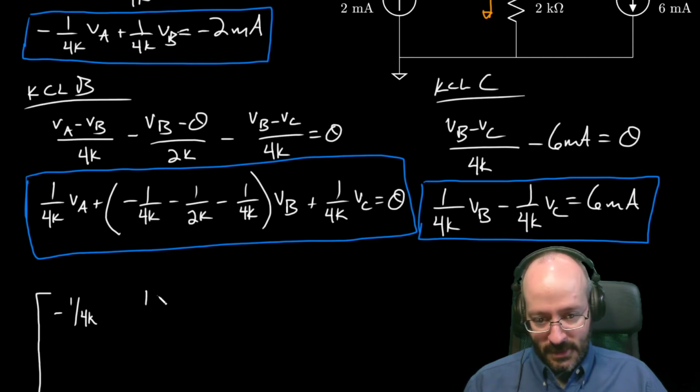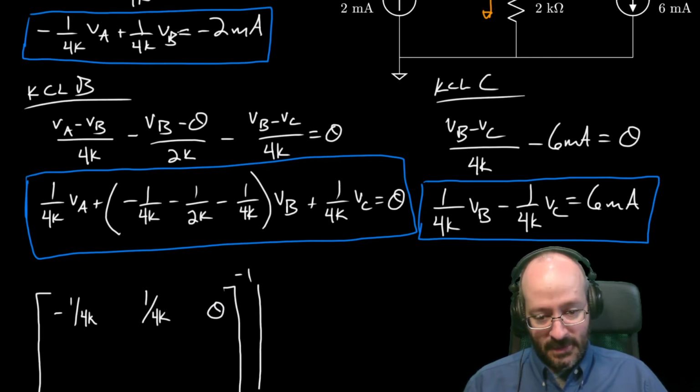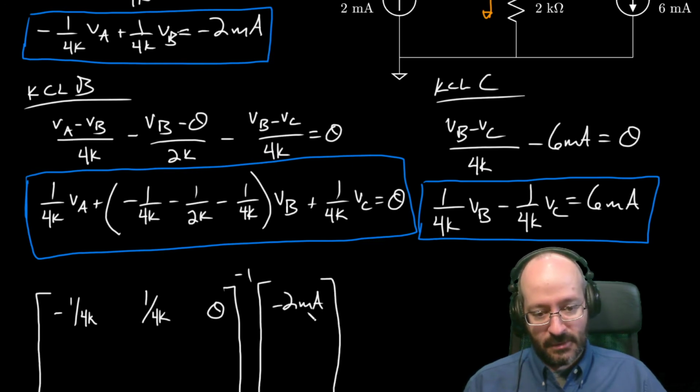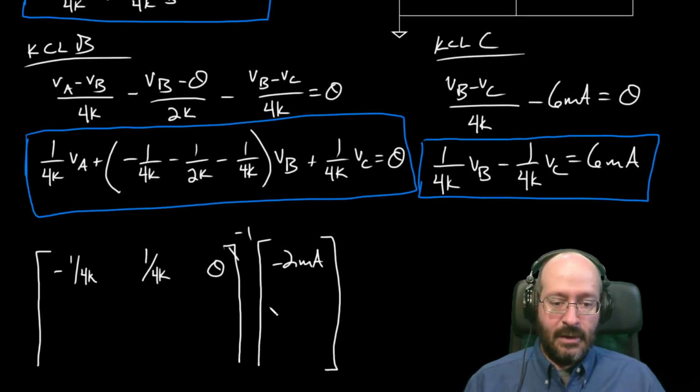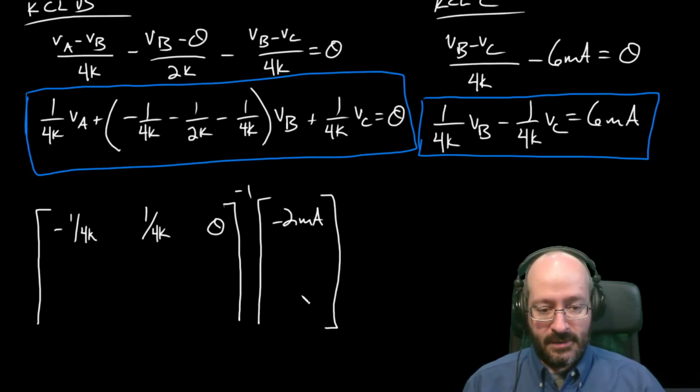1 over 4K. And 0. Okay. We're going to invert this matrix, and then on the right-hand side, we're going to have negative 2 milliamps. Always keeping track of those SI prefixes, because that's a good way to be off by a factor of 1,000 at least, if not more.